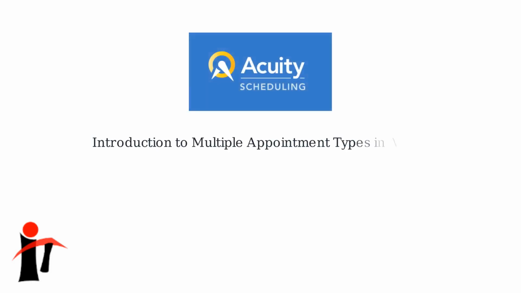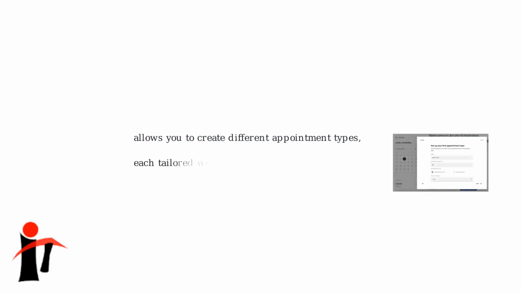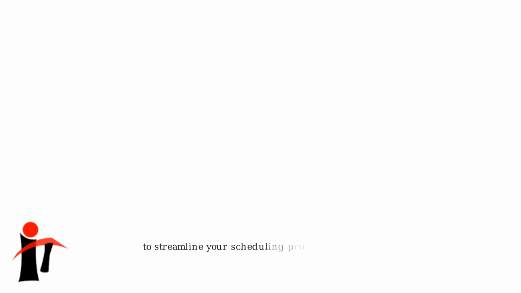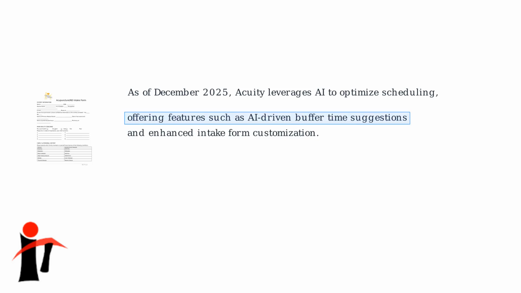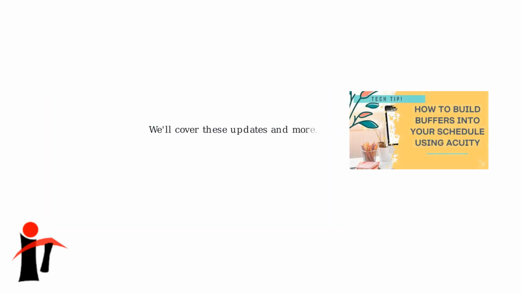Acuity scheduling, now part of Squarespace, allows you to create different appointment types, each tailored with specific durations, buffers, and intake forms. This helps streamline your scheduling process, reduce no-shows, and improve client experiences. As of December 2025, Acuity leverages AI to optimize scheduling, offering features such as AI-driven buffer time suggestions and enhanced intake form customization. We'll cover these updates and more.